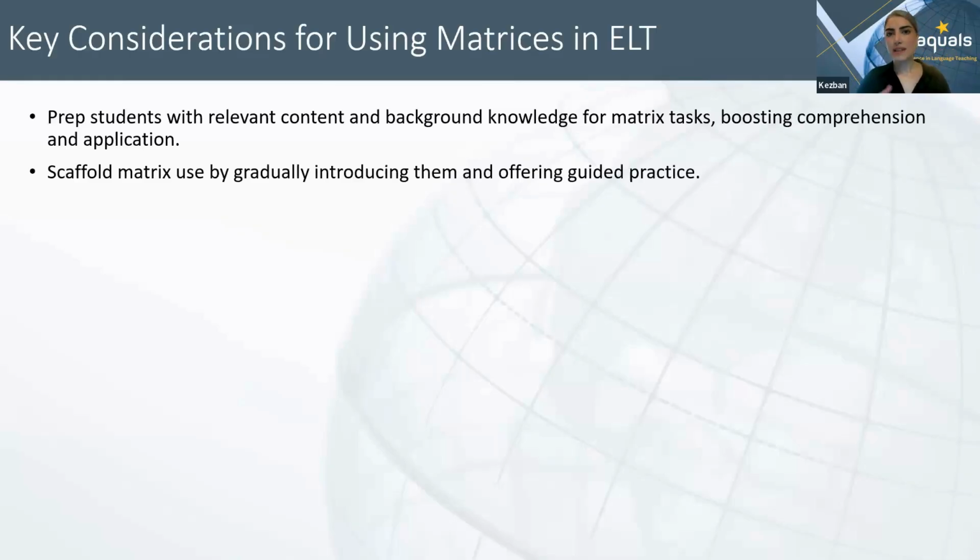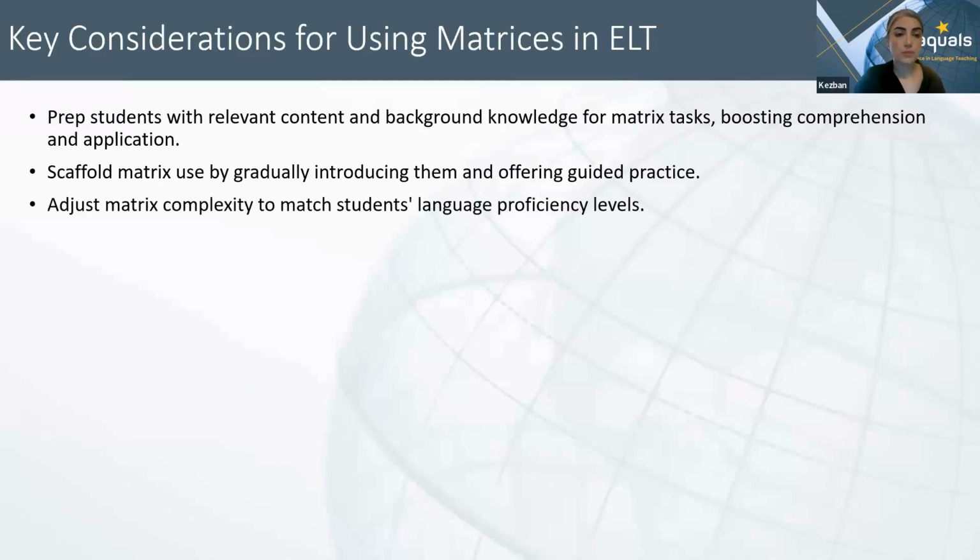The second one goes hand in hand with the first one, scaffolding matrix use by introducing them step by step and offering guided practice. The first time I introduced the Eisenhower urgency matrix, for example, I picked up a task from the reading and an individual action, and I presented it to students saying, okay, this is an action to be taken. Is it urgent? Why is it urgent? If it's so, could it be delegated? Could it be done by other people? So this thinking aloud process helped them in understanding what to do.